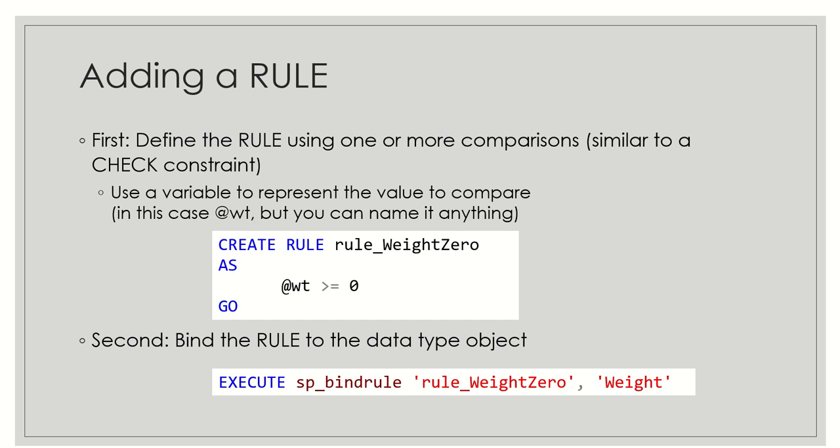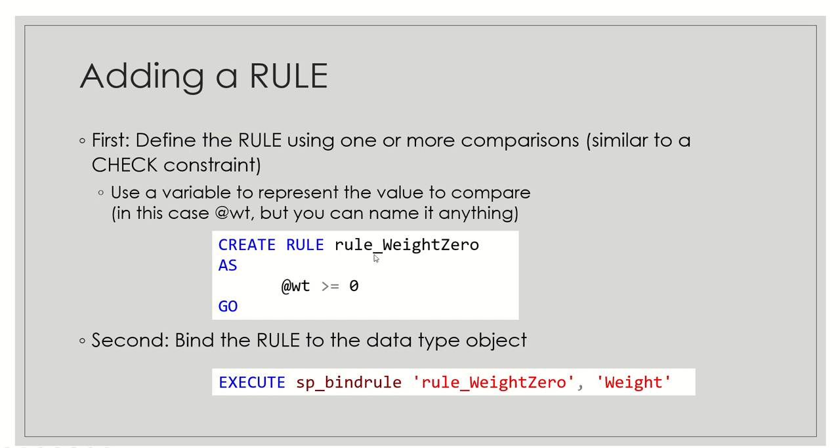So we're going to look at creating a rule, and creating a rule is similar to creating a default in that both of them are creating a standalone object in the database system, and from there we can take that object and bind it to the data type object. So this is very similar, but you'll notice that the syntax is a little bit different. I wrote that it's similar to a check constraint, but the difference is when you're writing a check constraint, you write it and you have the name of the column. Like you would say where date of birth is less than today's date.